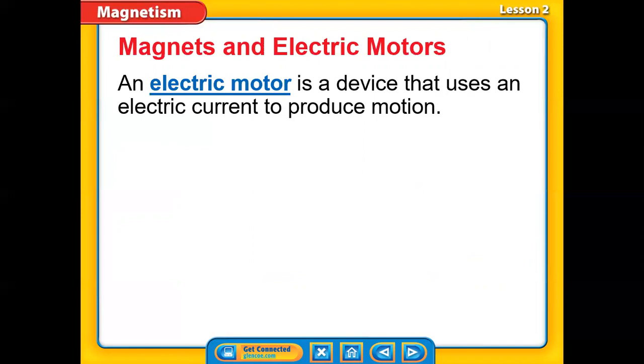Also, here we have a very important thing in which the electromagnet can be used, which is the electric motor. So the electric motor is considered to be an application of the electromagnet. That means one of the most important components in the motor is the electromagnet.